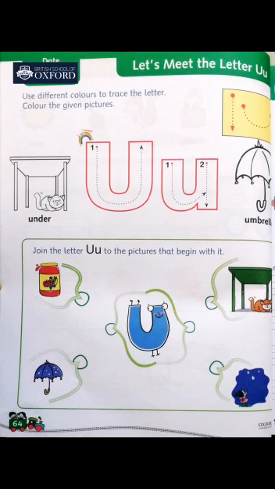The second one is umbrella. A up, A under. These three objects are here and their starting letter is U, so you have to match them with letter U.